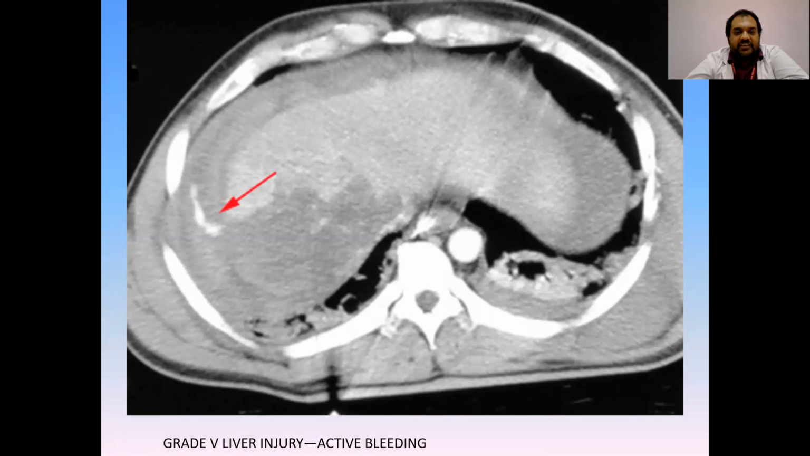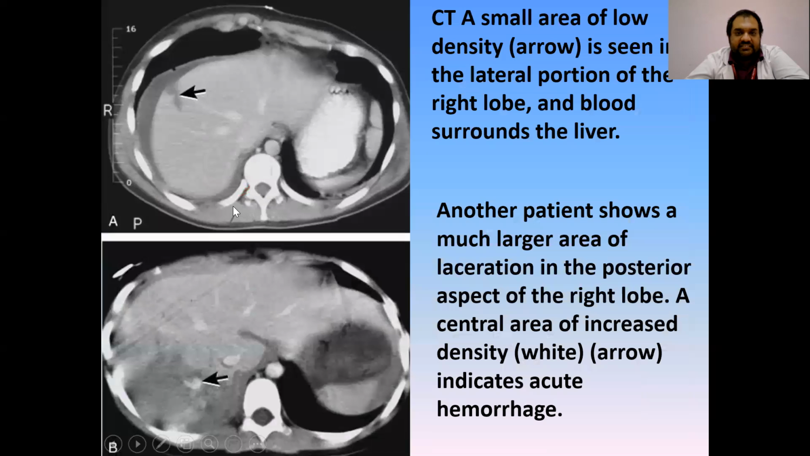And this is a grade 5 liver injury. It is suggestive of the active bleeding as evidenced by the hyperechoic rim in the right lobe of the liver.